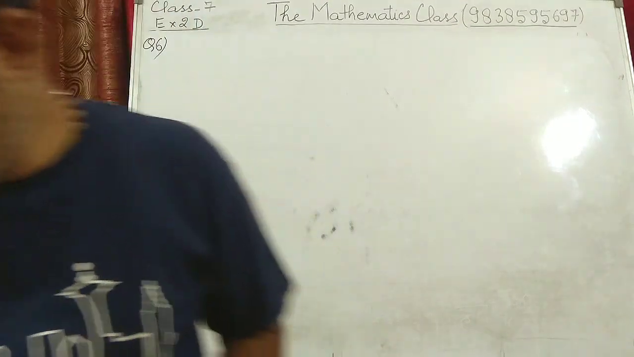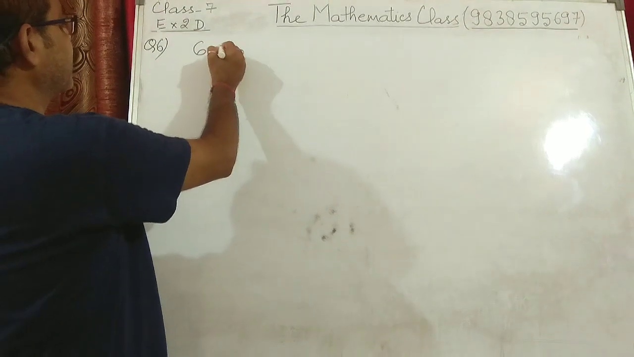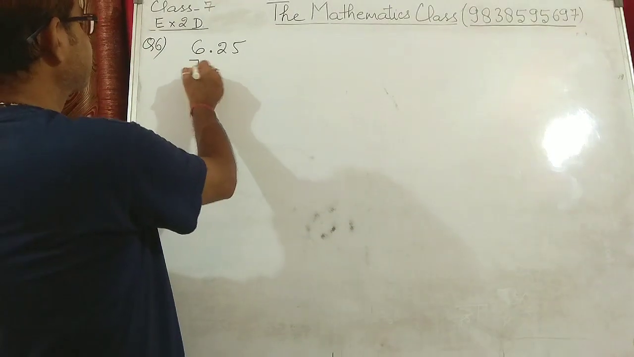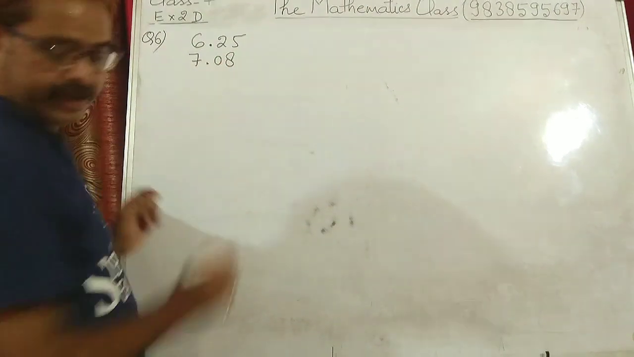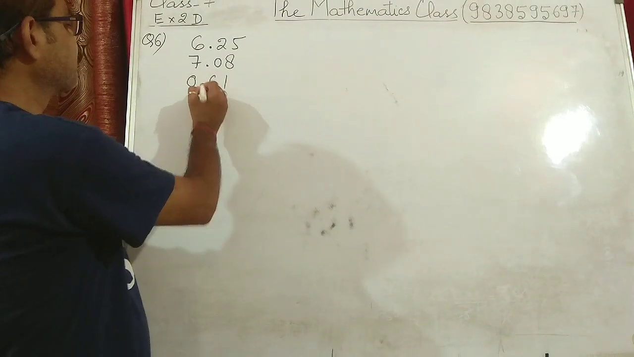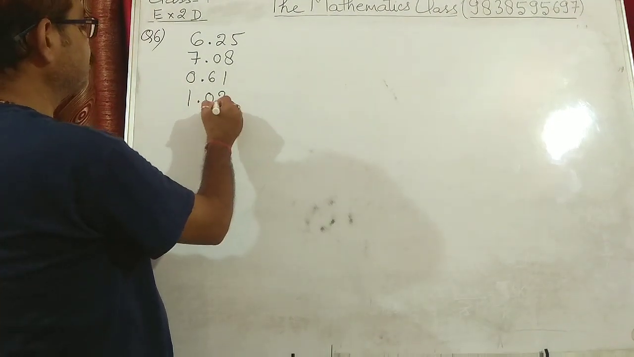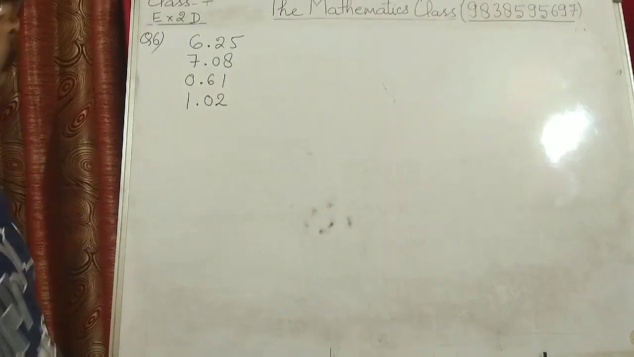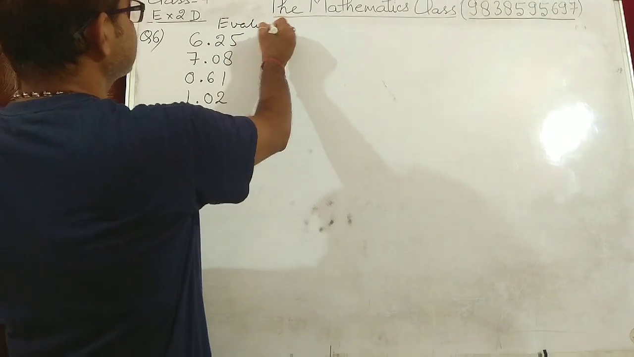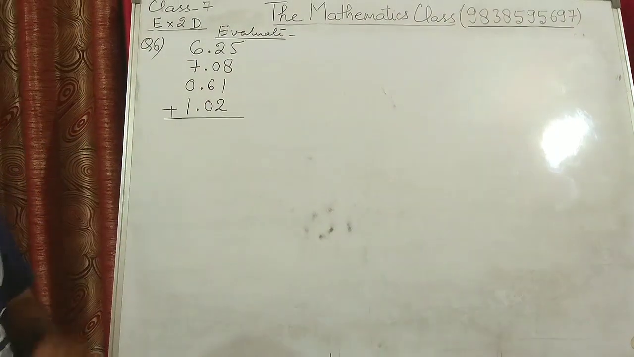Question number 6 is evaluate to the nearest whole number. It is 6.25 plus 7.08, 7.08 plus 0.61, 0.61 plus 1.02. You have to evaluate all these. Evaluate means find the value to the nearest whole number.